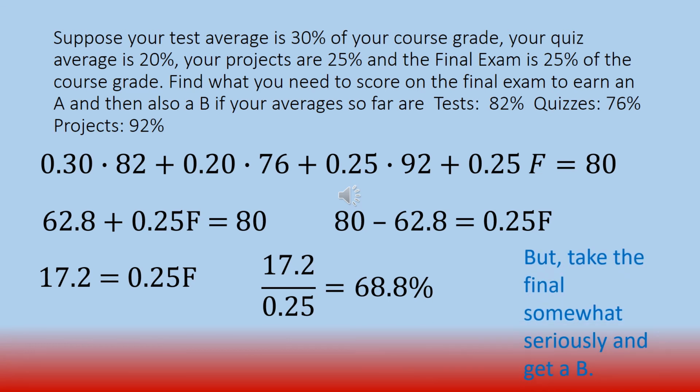Reworking the same calculation but setting it equal to 80 for the minimum for B, again the 30% of 82 added to the 20% of 76 added to the 25% of 92 is still 62.8. Your final exam is still worth 25% of your grade, but 80 minus 62.8 is equal to 17.2. So when you divide 17.2 by 0.25, this time you get 68.8. And that is actually doable. You could get a 68.8 and earn a B in the class.